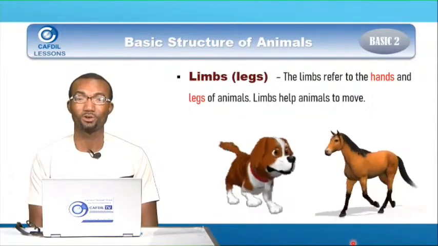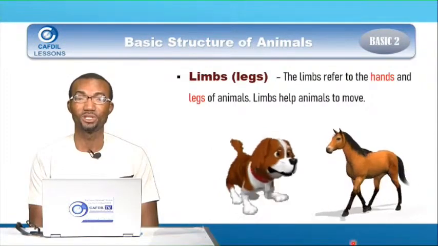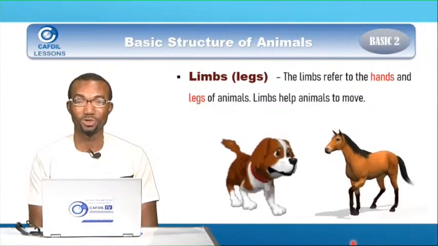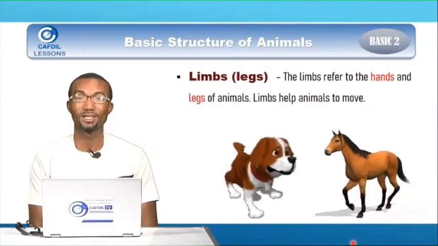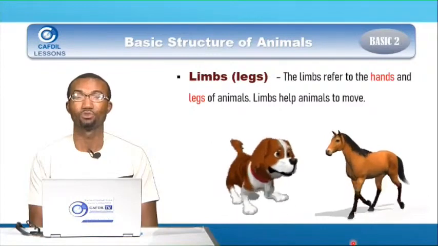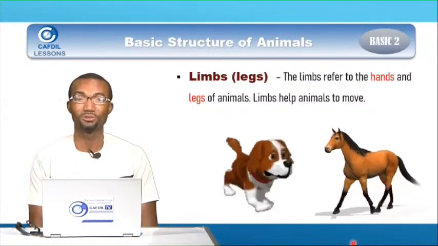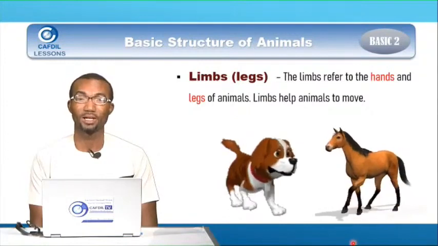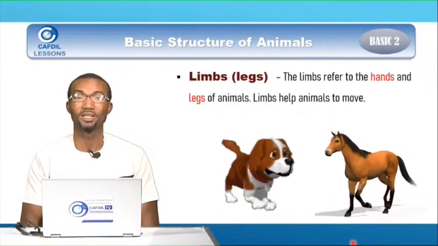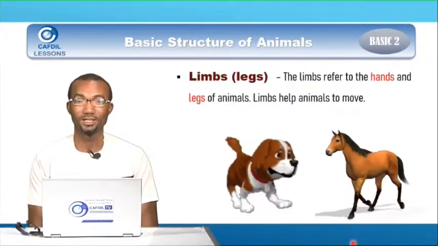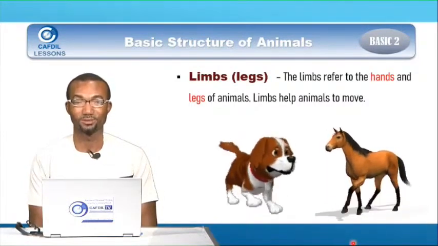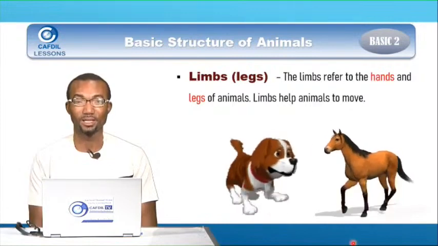If you look at this horse also, it is moving. This horse is moving with the limbs, 2 in front and then 2 at the back. So the limbs help animals to move. And they move to find food, they move to find water, they move to run away from danger, or they move to find a place to sleep. So the legs help animals to move. As you see on your screen, they are using their legs or limbs to move.